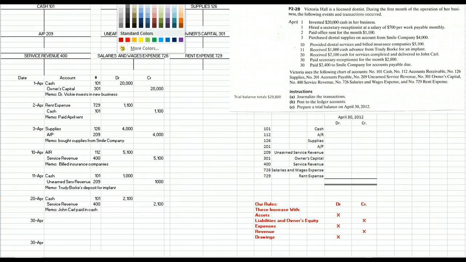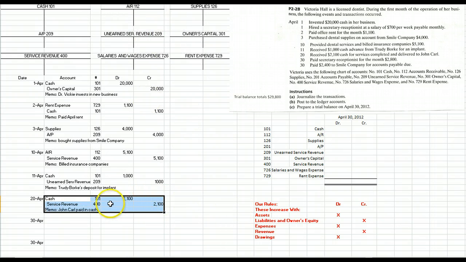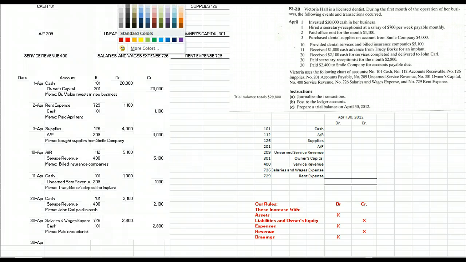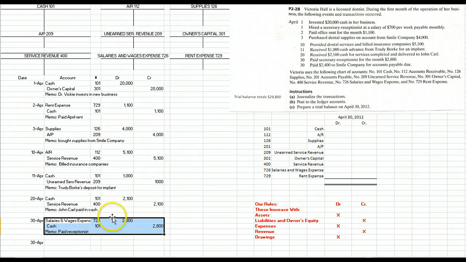On the 20th, we received $2,100 cash for earned revenue. So cash is going up, assets increase with debits, revenue accounts increase with credits. So we debit cash for $2,100 and credit service revenue. On the 30th, we finally pay our new hire $2,800. Expenses are debits. So we debit salary and wages expense for $2,800 and we credit cash for $2,800. It makes sense that cash would be credited because assets increase with debits and decrease with credits.